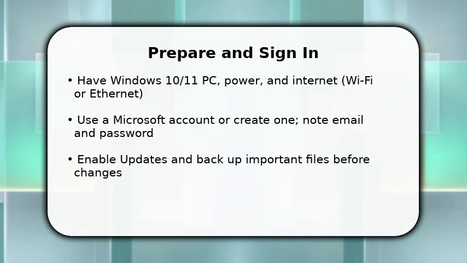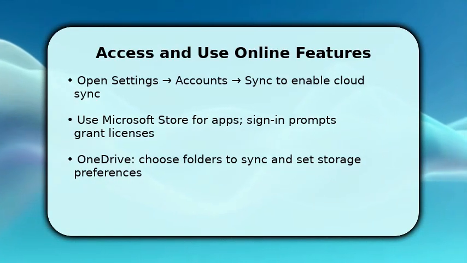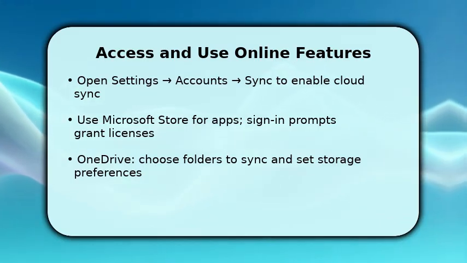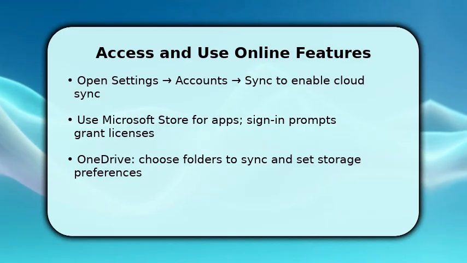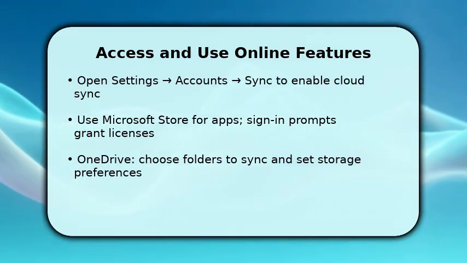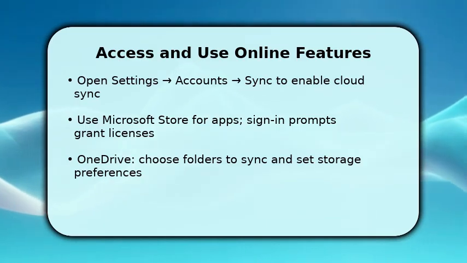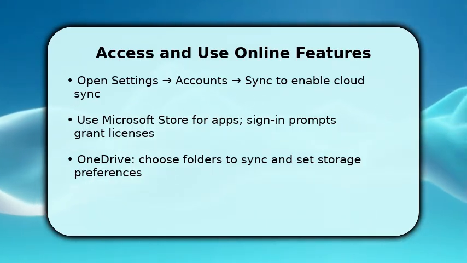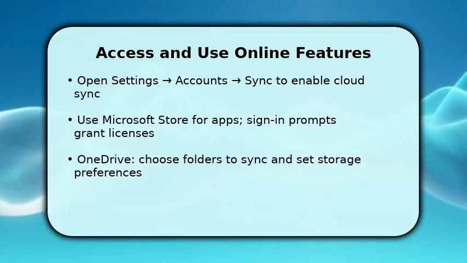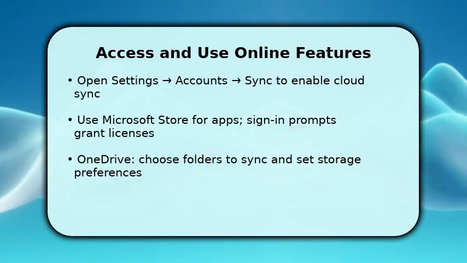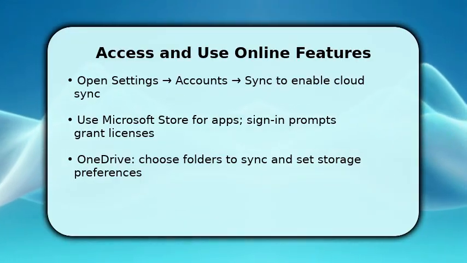Next, enable and configure Windows Online features inside Settings. Go to Accounts, then sync to pick what settings travel with your account. Doing this saves time on other devices. Open the Microsoft Store to download apps tied to your account. Approve prompts so licenses attach to your profile. For files, open OneDrive, choose which folders to sync, and adjust storage options to prevent full drives. Doing these steps ensures apps, settings, and files stay consistent across devices.